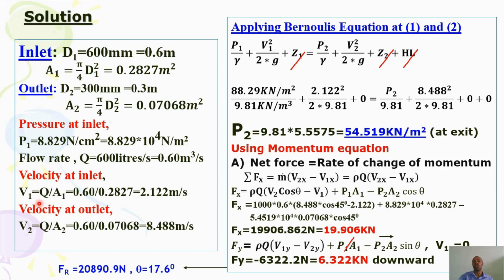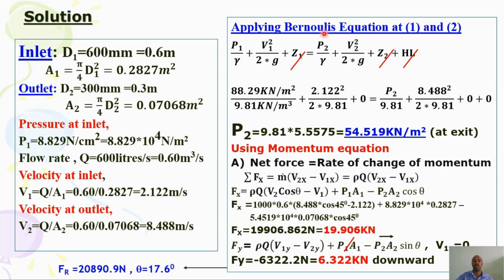So see from the continuity equation, velocity is Q over area. Then we can compute 2.122 meter per second. This is the velocity at the inlet section, and the velocity at the outlet section is similarly Q over A2. The cross-sectional area you already have here, so 8.488 meter per second. Now you will apply Bernoulli's equation at section 1 and section 2.